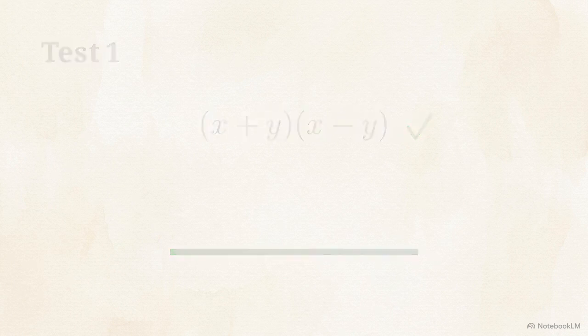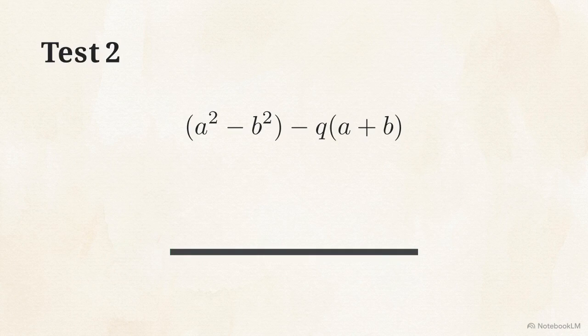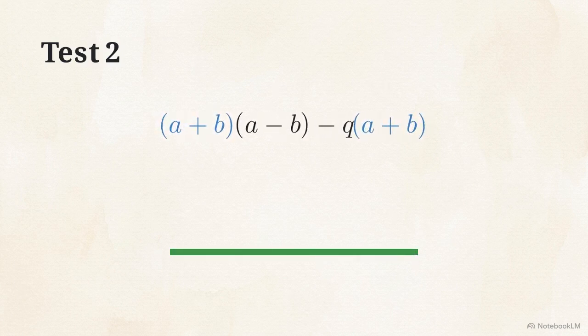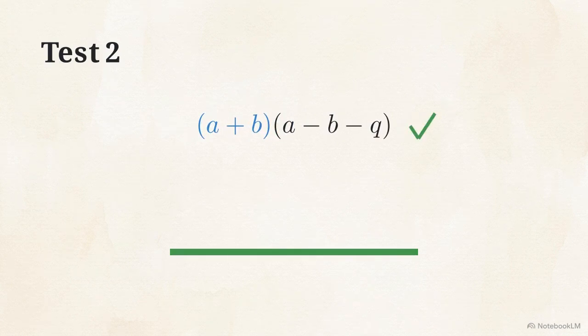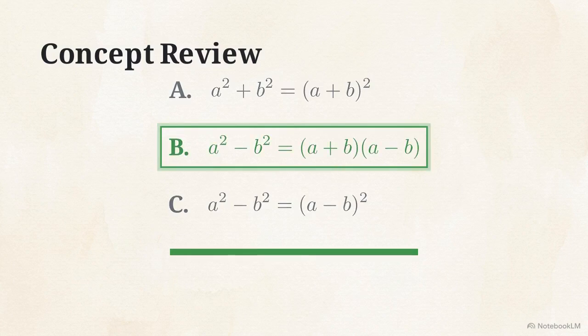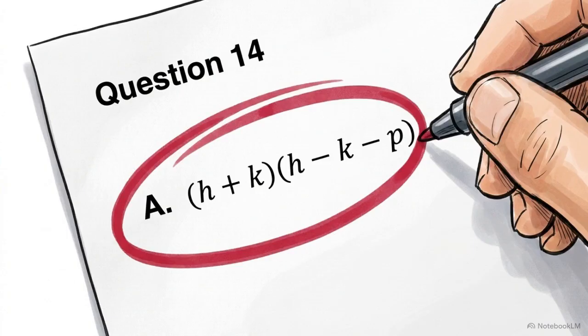Quick quiz 2. Factorize a squared minus b squared minus q times (a plus b). Expand the squares, then factor out a plus b. You are left with (a plus b) multiplied by (a minus b minus q). Finally, quick quiz 3. Which specific mathematical identity helped us start this whole process today? The difference of two squares. a squared minus b squared equals (a plus b)(a minus b). Returning to our original WASSCE 2026 question 14, we confidently select option A as our final answer.